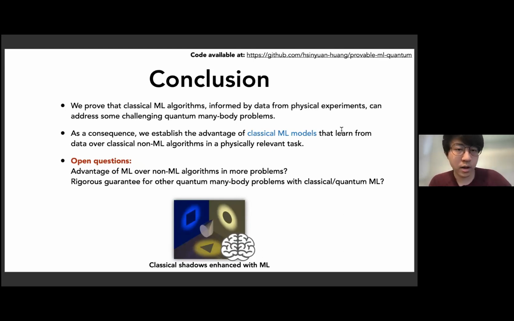So looking forward, there are still many open questions that remain to be answered. In particular, can we establish advantage of ML over non-ML algorithms in more kinds of problems? And can we establish rigorous guarantees for other types of quantum many-body problems using classical or quantum machine learning algorithms?